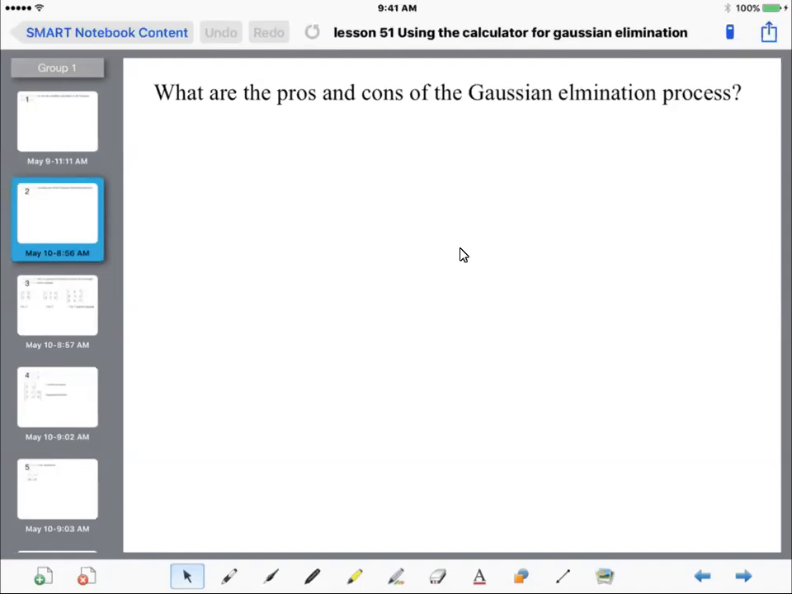Okay, and I see one from Ethan. It is a lengthy process. It seems like it's longer than the elimination method. Even for a 3x3, it really took a long time. So that is a con. Is there any pro that anyone could think of?